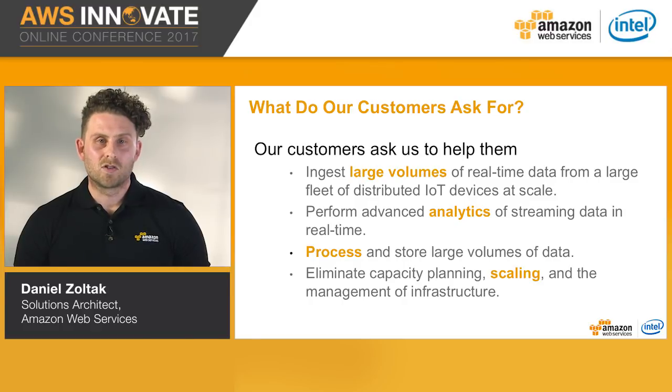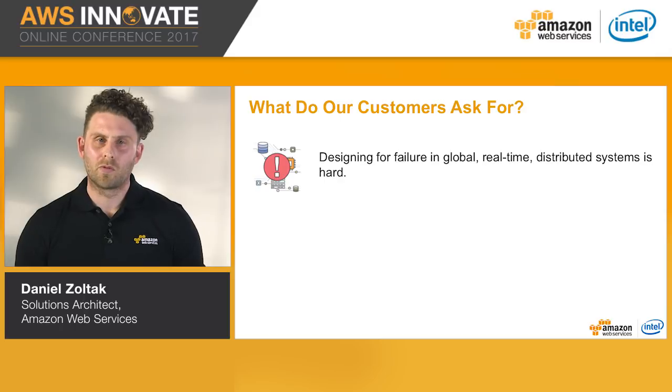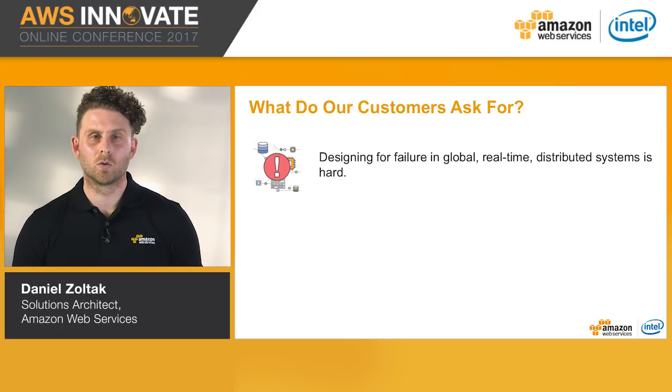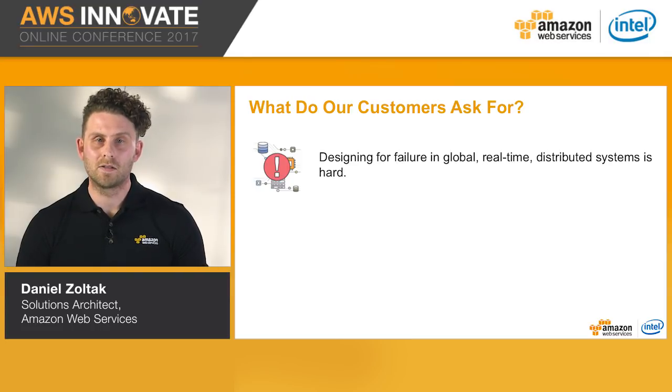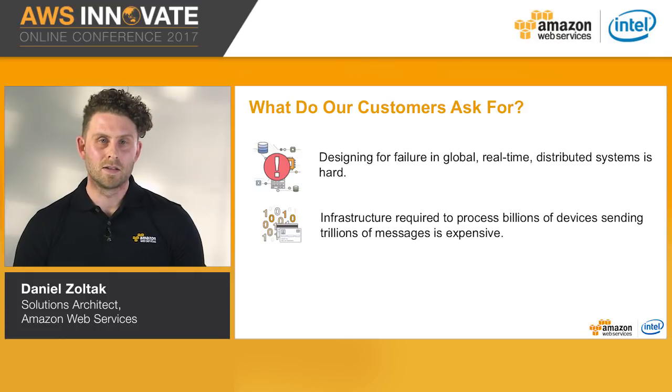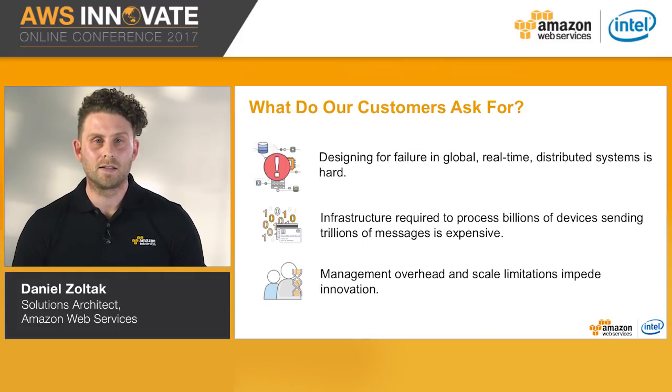It's easy to look at these challenges and ask yourself, why don't they just do it themselves? Well, there are some really good reasons customers look to a company like AWS to help them. Firstly, designing large-scale global systems capable of reliably ingesting data from billions of devices, generating trillions of messages in a distributed fashion is really hard. Secondly, the cost of that infrastructure is prohibitively expensive unless you have massive scale. And finally, the operational management and scale implications are a limiting factor that impede innovation and velocity.